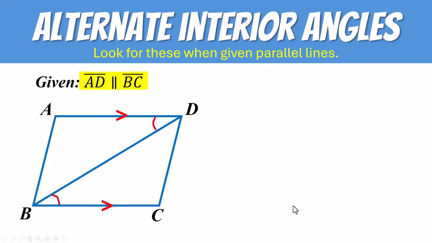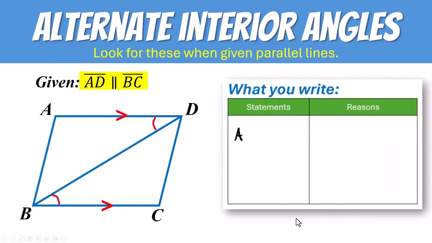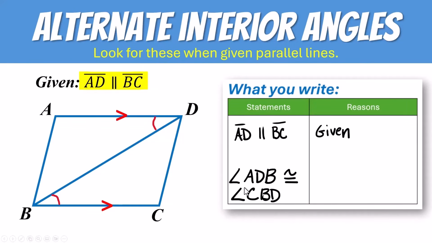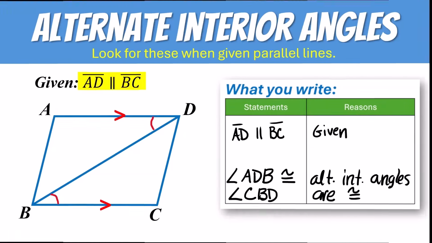And so I've got those two. And so in your proof, you have to write the given information first. That is given that AD is parallel to BC. So then we write that angle ADB is congruent to angle CDB. Alternate interior angles are congruent.